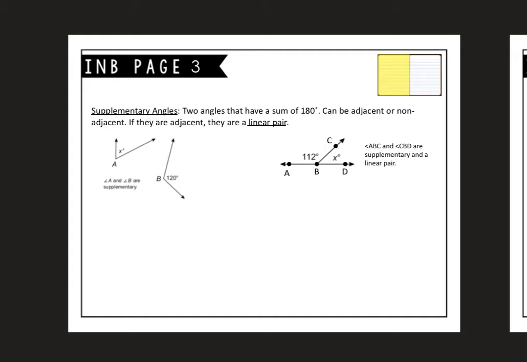The first angle pair we're going to talk about are supplementary angles. Supplementary angles are two angles that have a sum of 180 degrees, meaning if you add up the two angles, it equals 180 degrees. These angles can be adjacent or non-adjacent. Adjacent means next to, non-adjacent would mean not next to or connected. If the angles are adjacent, they are called a linear pair.